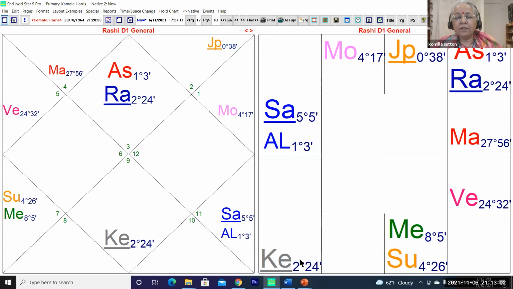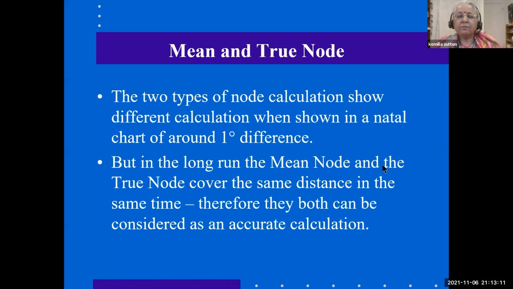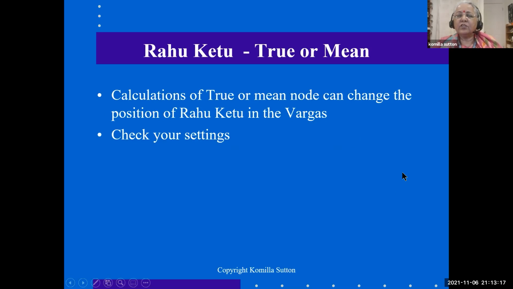And many of the people, and I know Dr. Charak and Goel Sab was saying today he uses true node, but I've always used the mean node, but I'll just explain to you my thinking. So calculation of mean node, true node can change the position of Rahu Ketu in the vargas. So you have to check your settings. And that's why I said that everywhere you have different positions. And this is a question that I'm asked all the time. My Rahu is different than yours. So therefore, you have to be clear when you're talking Rahu Ketu which node you're using.